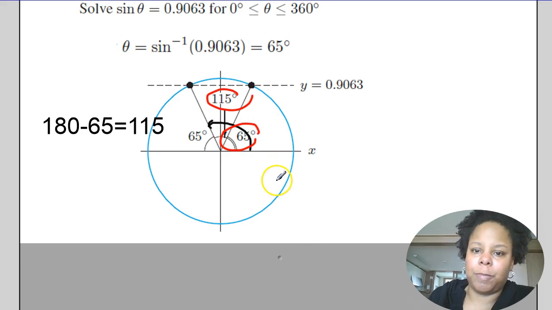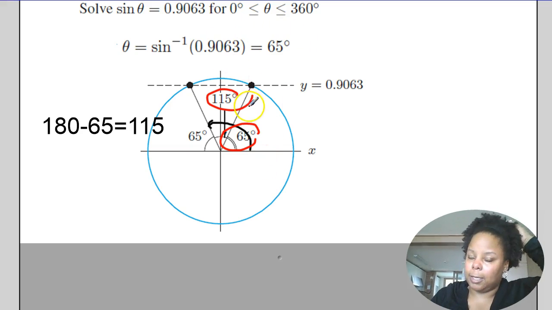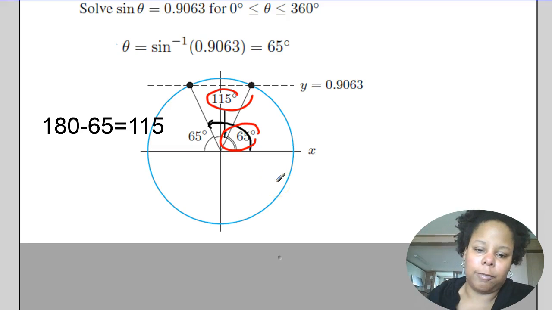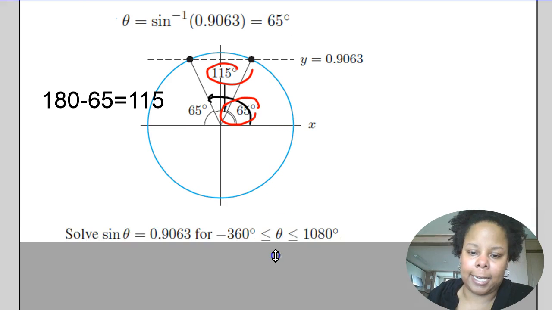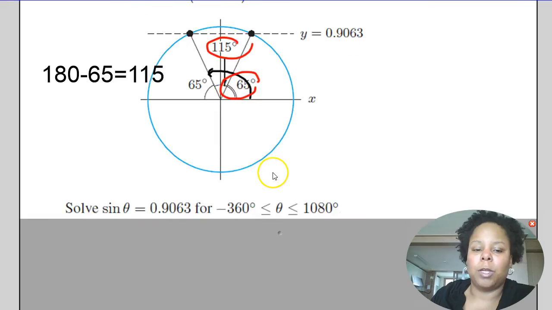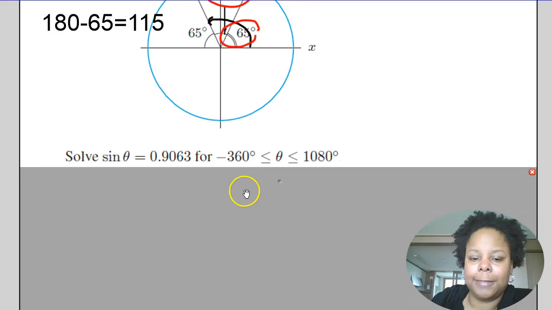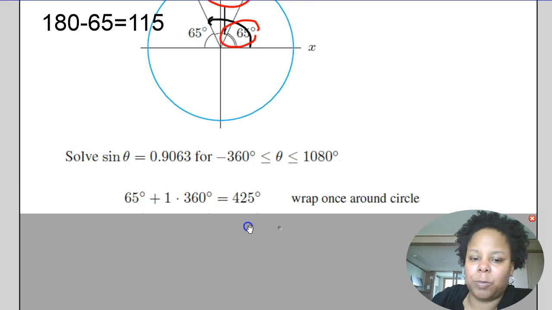But what if my domain, my theta value, can go beyond 0 to 360? What if they can go on from, let's say, -360 to 1080? How do I figure out that one? Well, that basically means I need to go around the circle more than once and in another direction. And so how do I do that without manually trying to do that? The easy way is algebraically.